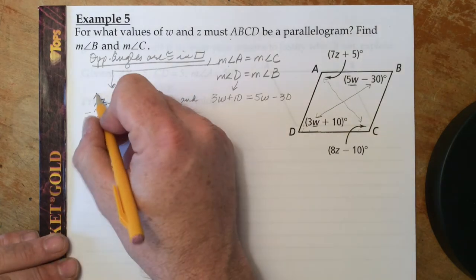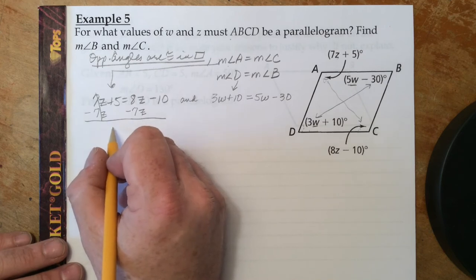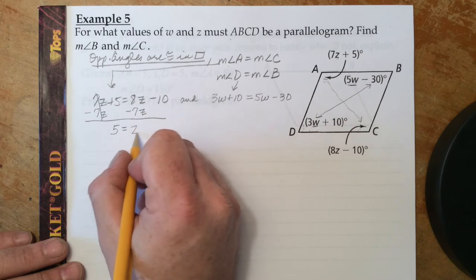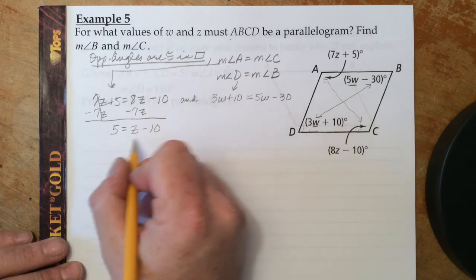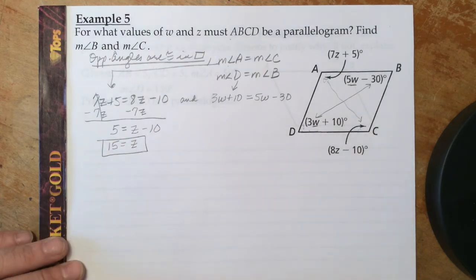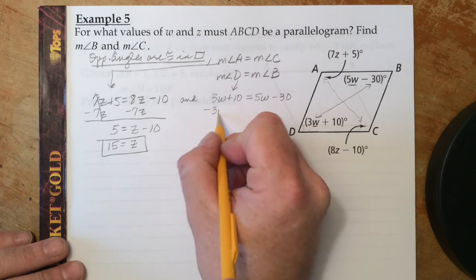So starting over here, I can subtract 7Z from both sides. And over on the left, they give us 0Z or 0, and then we get 5 left. 8Z minus 7Z is 1Z minus 10. Add 10 to both sides, and Z is 15. So Z is 15.